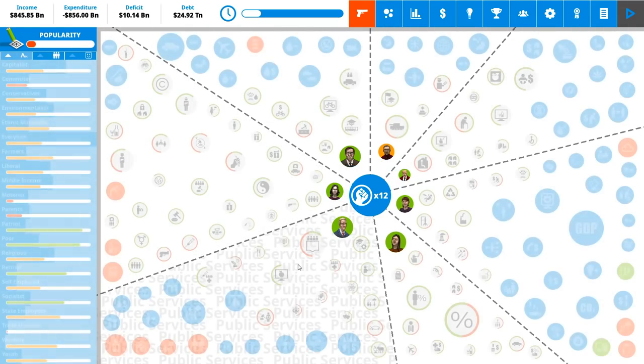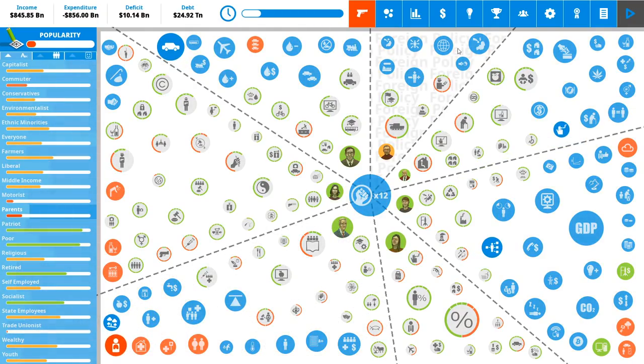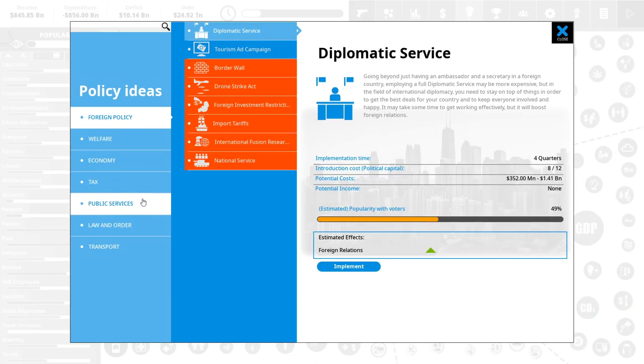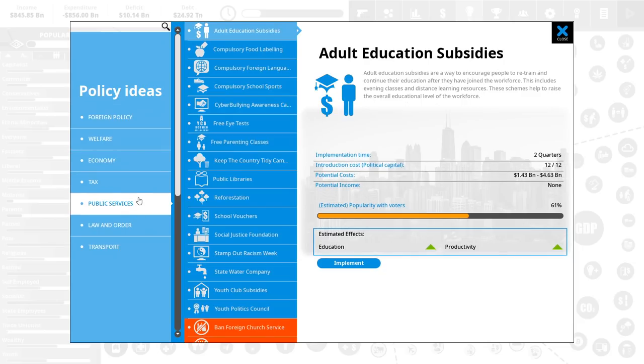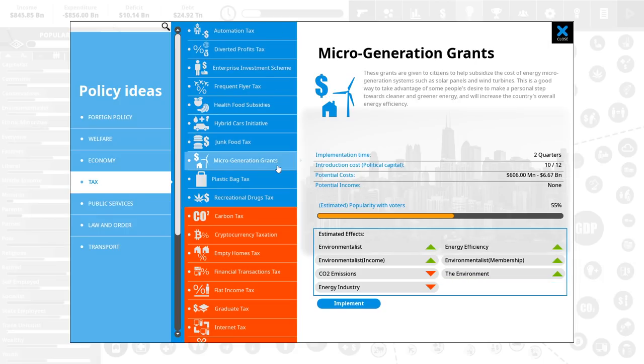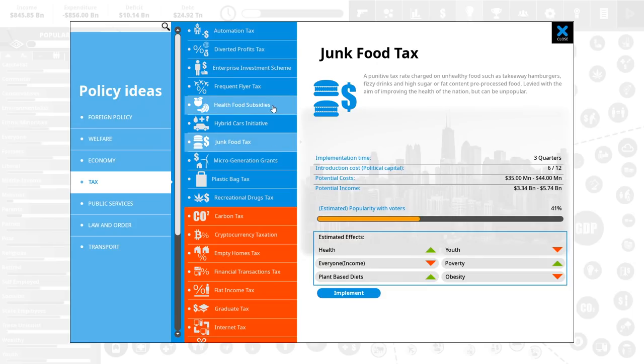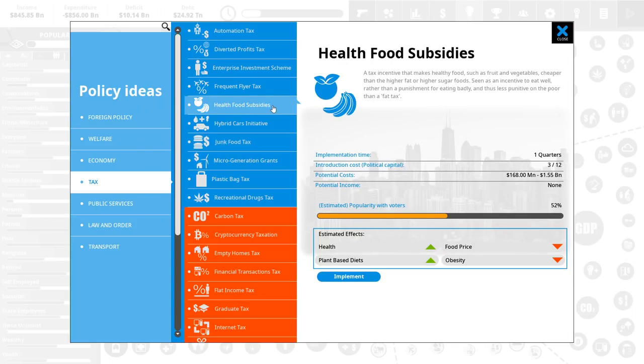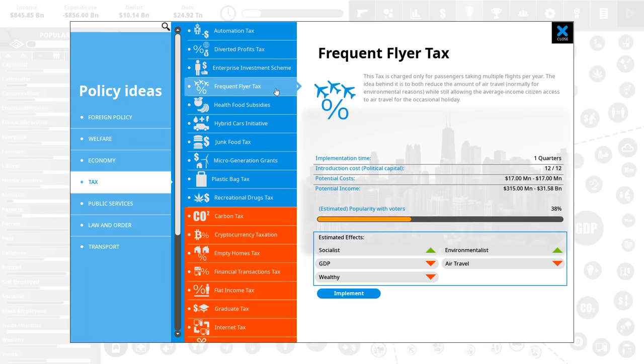Okay, what else do we need to do here? We need to do something about the healthcare situation. What could we maybe make happen down over here that could help out with that? Reforestation is weirdly controversial, but whatever. Okay, so we could start doing micro-generation grants over in taxes, so more people generate their own energy. Or start slapping down taxes on junk food, subsidies on healthy food. Okay, what's the best option here? Or frequent flyer taxes. Now that's going to help out the environment and get air travel down. And I know that has a knock-on effect to pollution. It is going to hurt GDP though.